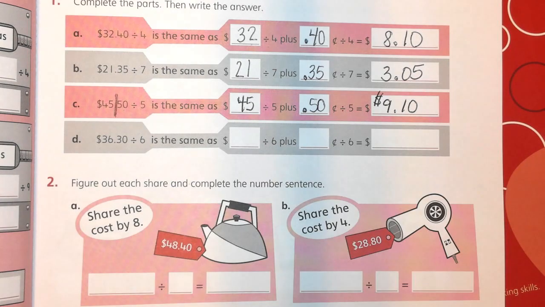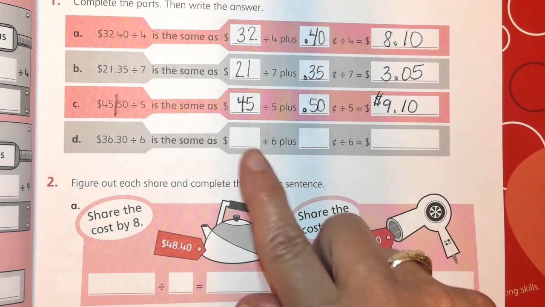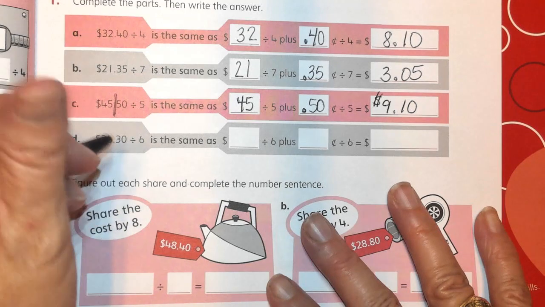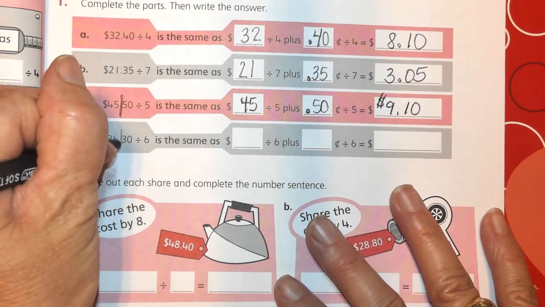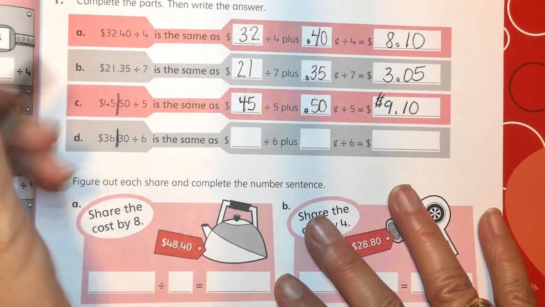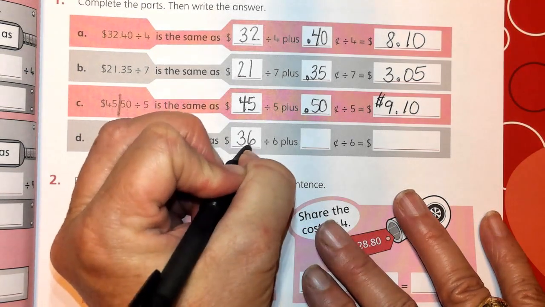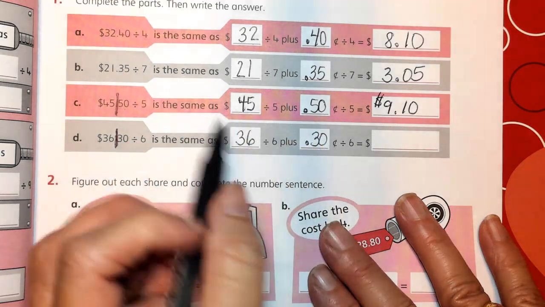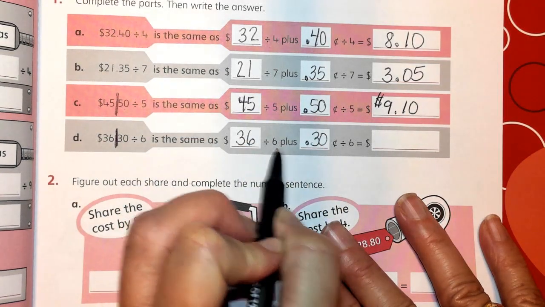Okay, for our last help, before we get to try some all by ourselves, we have letter D, and it says $36.30 divided by 6. It's the same as our dollars and our cents, so every time we basically want to cut and separate our dollars from our cents. So we're going to put 36 here and 30 cents here. And again, we're going to be dividing by the number 6.